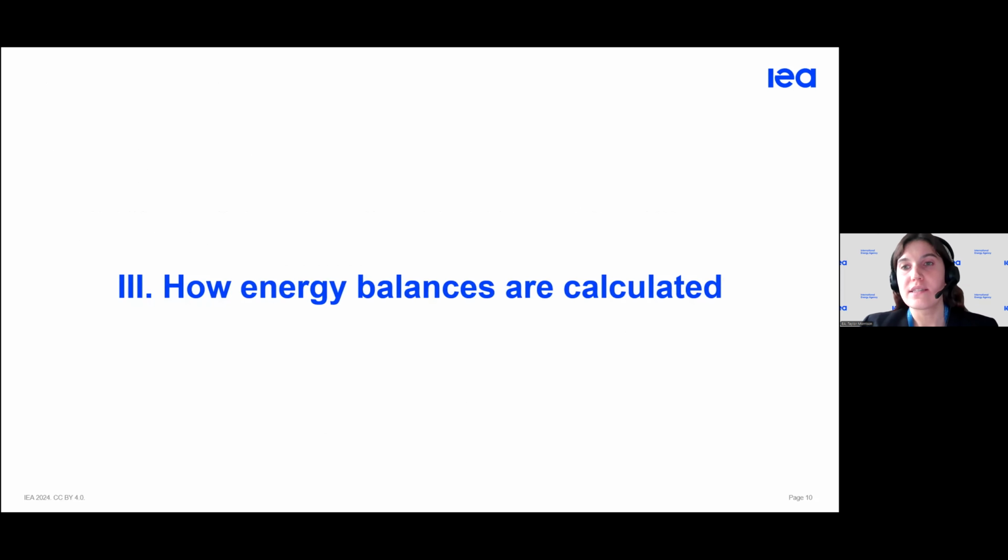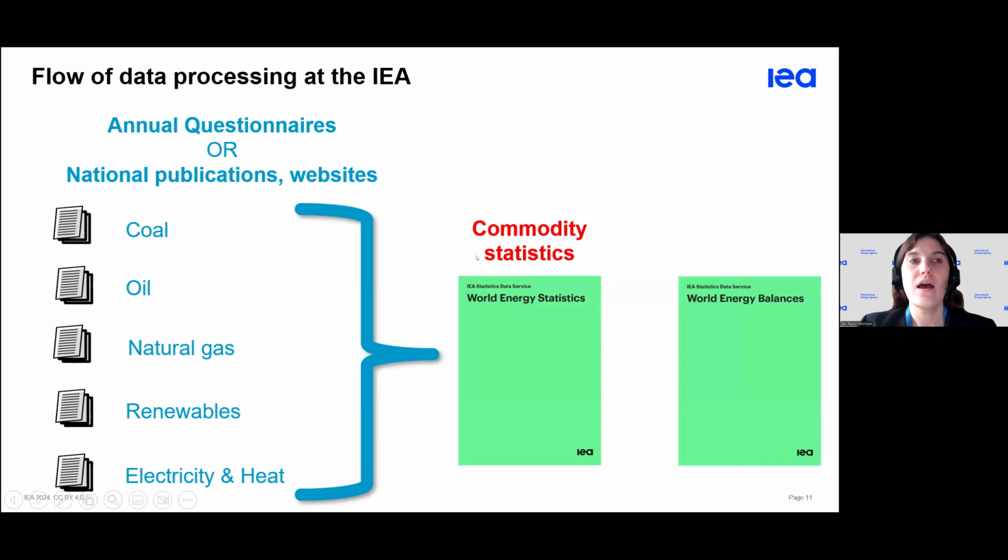So now let's discuss how energy balances are calculated. As I said before, my colleagues have discussed how you can collect statistics for each of the 5 fuels. So once for the individual fuels, the statistics are collected either through questionnaires or other means, we can compile these into a commodity statistic. This is also called a commodity balance, and these may have products in different units. So once we have the commodity statistics, then we can go to an energy balance by converting all the units to the same energy unit.